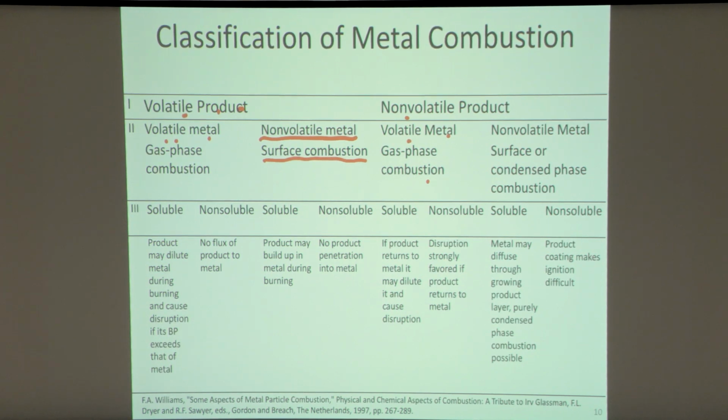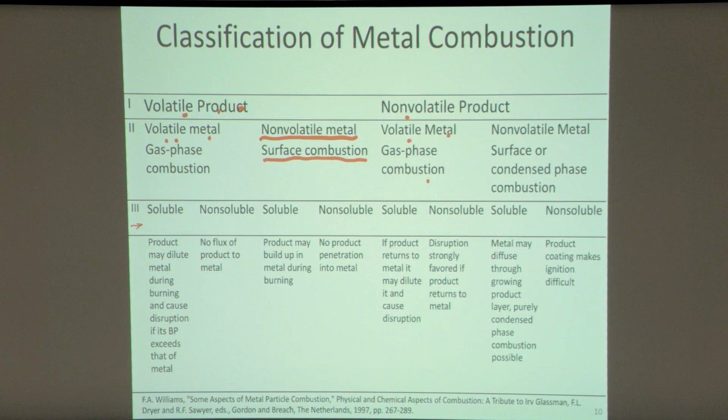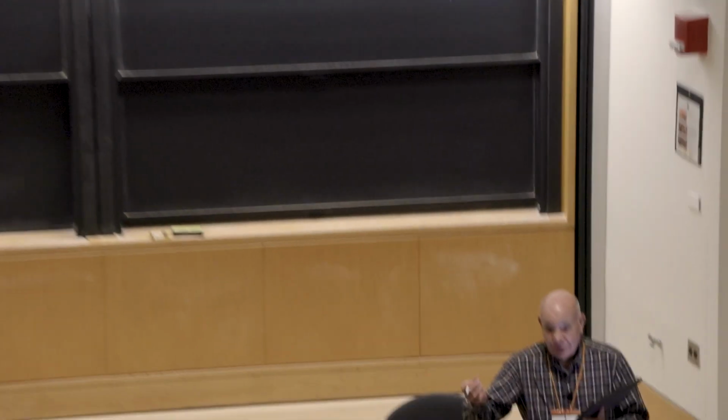And then you can actually break this classification down further, and whether or not the product that you're forming is going to be soluble in the original metal or not. And if it is, then you can see different types of characteristics happen during combustion. Because of phase diagrams, if some of the metal oxide starts to go into solution of the metal, the characteristics of that change, and you can actually have disruptions of the metal as it burns.